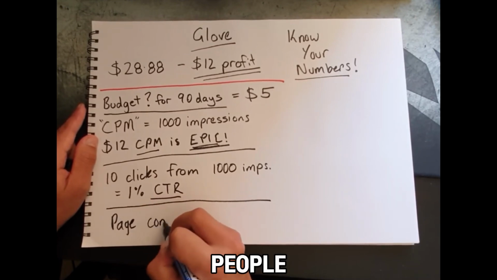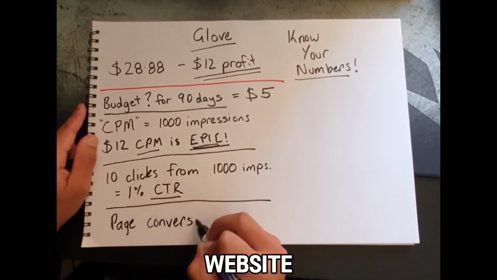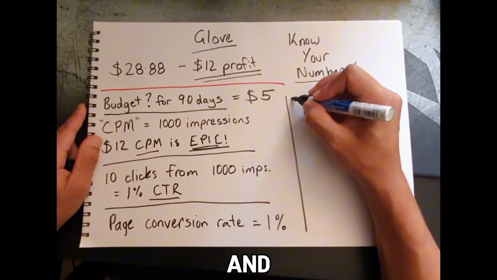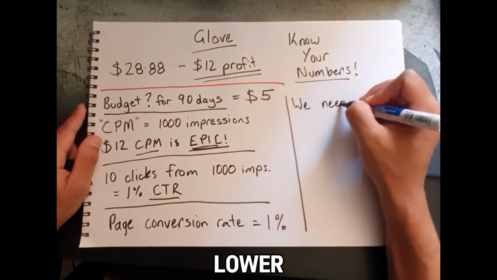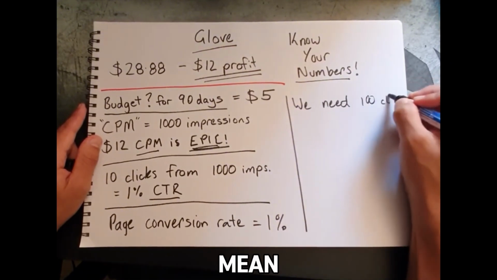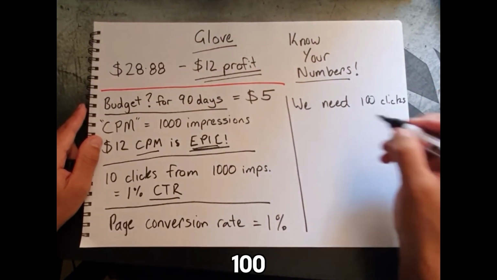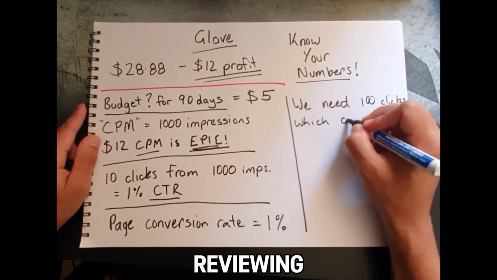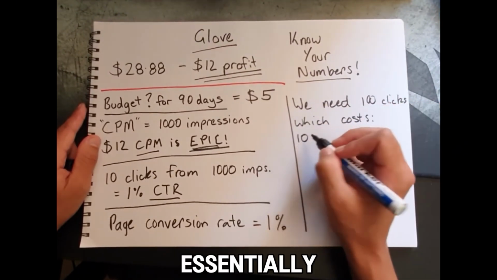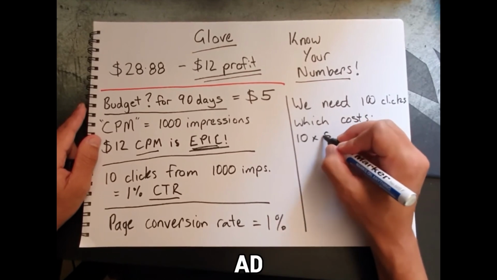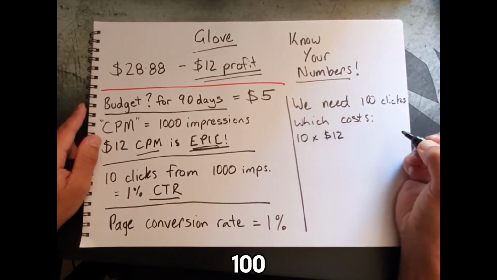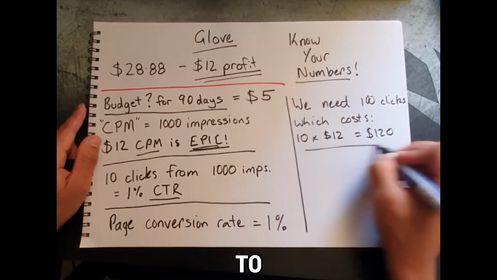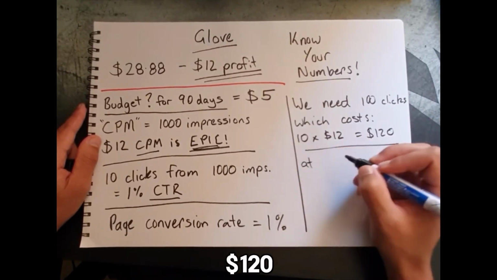Of those 10 people that go to your website, an average conversion rate would be anywhere between 1 and 3%. Now let's work with the lower conservative number, 1%. That would mean that you would need to get 100 people to the website before you even considered reviewing whether you've gotten a sale or not. Essentially, you would need to show the ad 1,000 times 10 to get 100 clicks to the website, right? So now we're looking at somewhere closer to $12 times 10, which is $120.